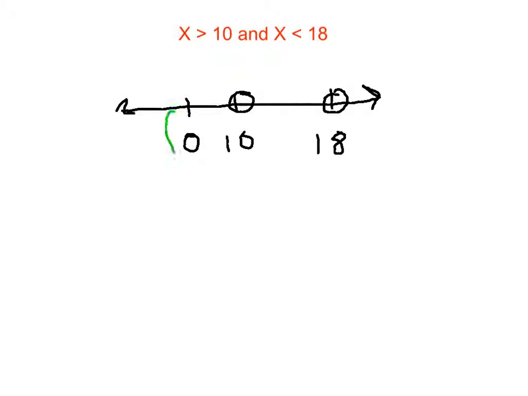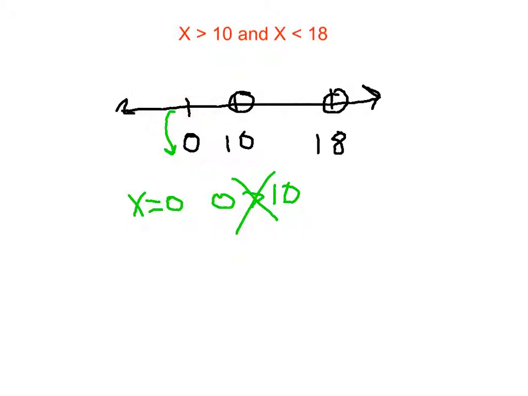So let me test x equal to 0. Does it satisfy x is greater than 10? If x is equal to 0, and we plug 0 into the first one, we get 0 is greater than 10. This is not the case. So since this 0 was a representative from this section, we're not going to shade this.